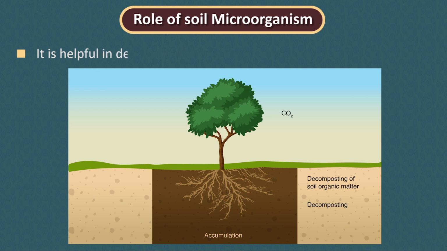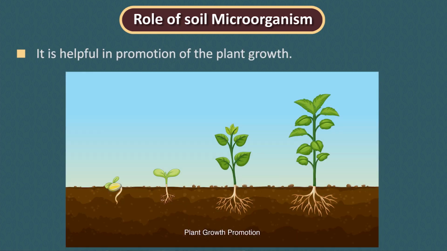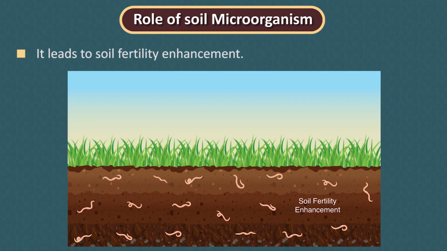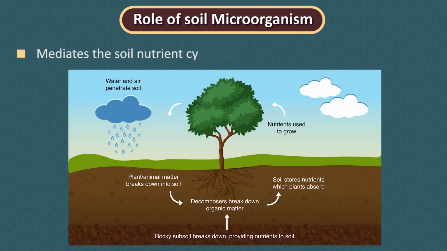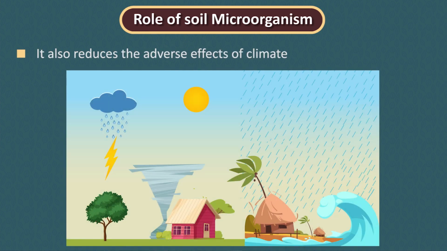Student, the soil microorganism is dynamic in nature and performs many functions. Here in the flowchart, you can see the important functions of soil microorganisms. It is helpful in the decomposition of soil organic matter. It improves the soil physical environment. It is also helpful in the promotion of plant growth. It leads to soil fertility enhancement. It mediates soil nutrient cycling. It is helpful in biological fixation, and it also reduces the adverse effects of climate change.